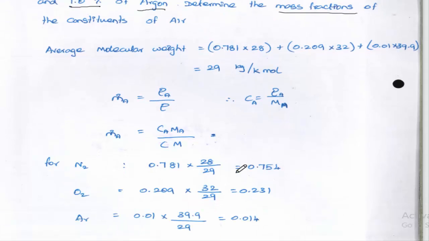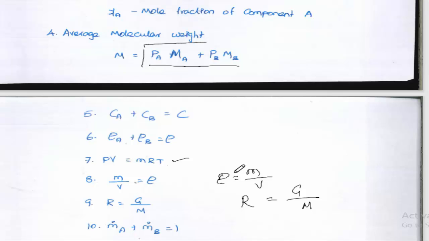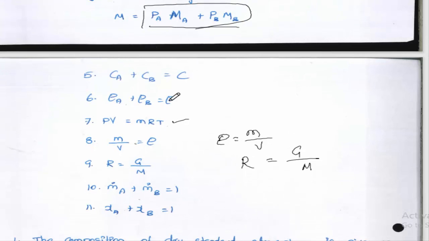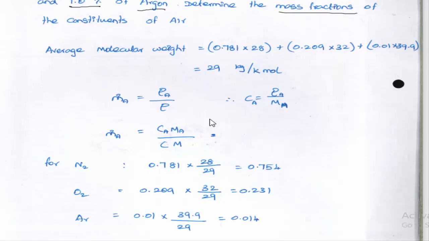To find out the mass fractions, initially I am going to find out the average molecular weight. You know, the average molecular weight is nothing but, here you have the formula. This formula I have to use. So molecular weight into the percentage of the particular component. Nitrogen is having 0.781 and the molecular weight of nitrogen is 28. Similarly, oxygen molecular weight is 32 and the percentage is this one. The molecular weight of argon is 39.9 and it consists of 1%.